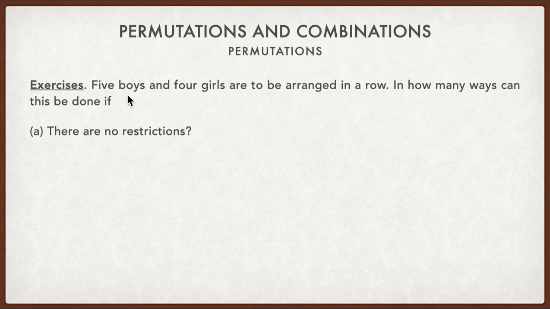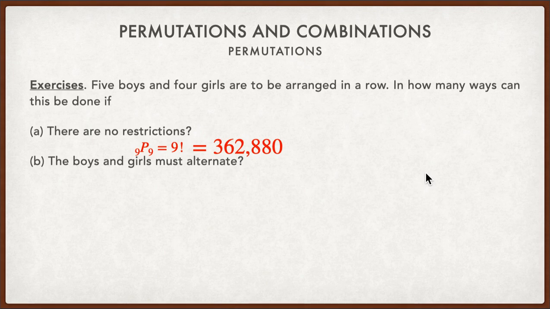So if there are no restrictions, we have 5 boys and 4 girls. You may pause the video if you want to answer first. So our n is actually 9, because 5 plus 4 is 9. So we have 9P9. You may want to use your calculators there. So what is 9P9? That's 9 factorial, which is equal to 362,880.